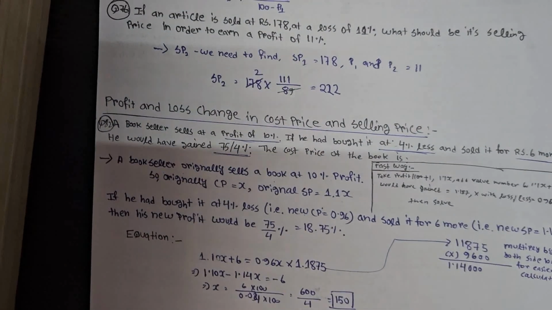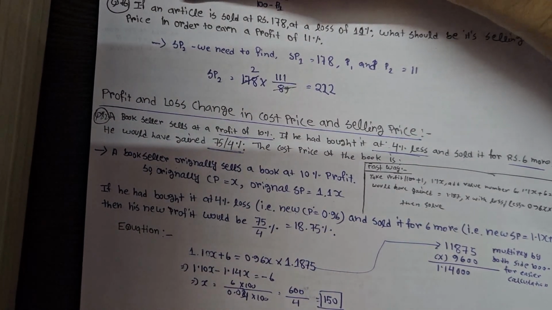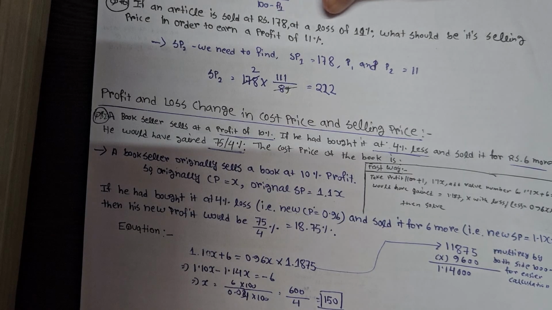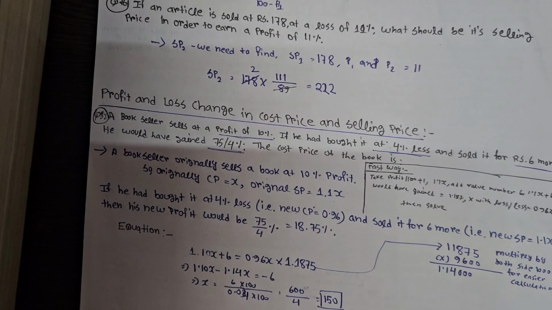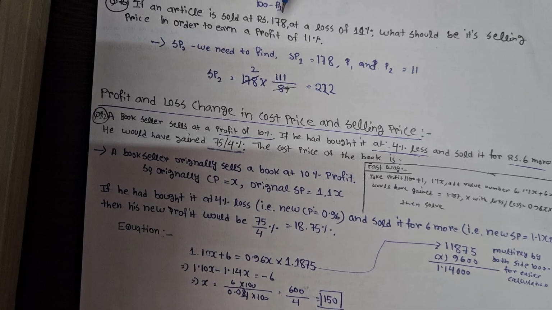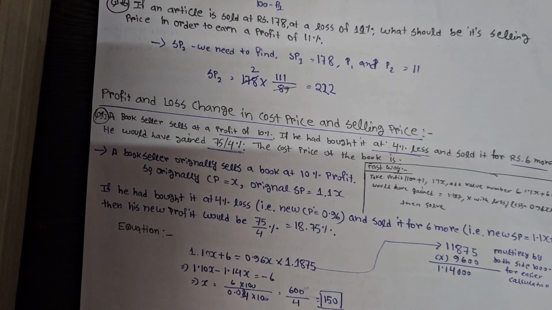Let's look at an example to better understand the problem. If an article is sold at 178 at a loss of 11%, what should be the selling price in order to earn a profit of 11%? We could do it manually, calculating the cost price of the article on 178 and then calculating the profit, but there is also a formula for that.